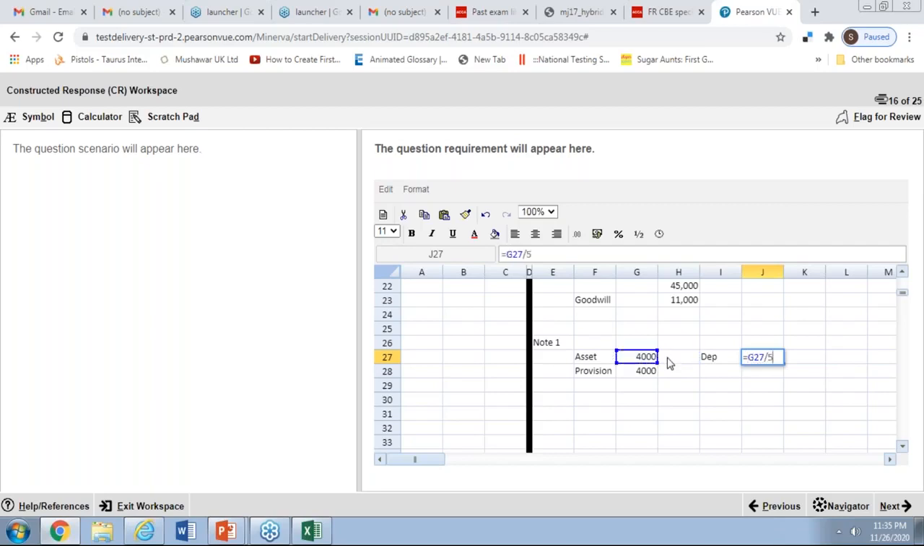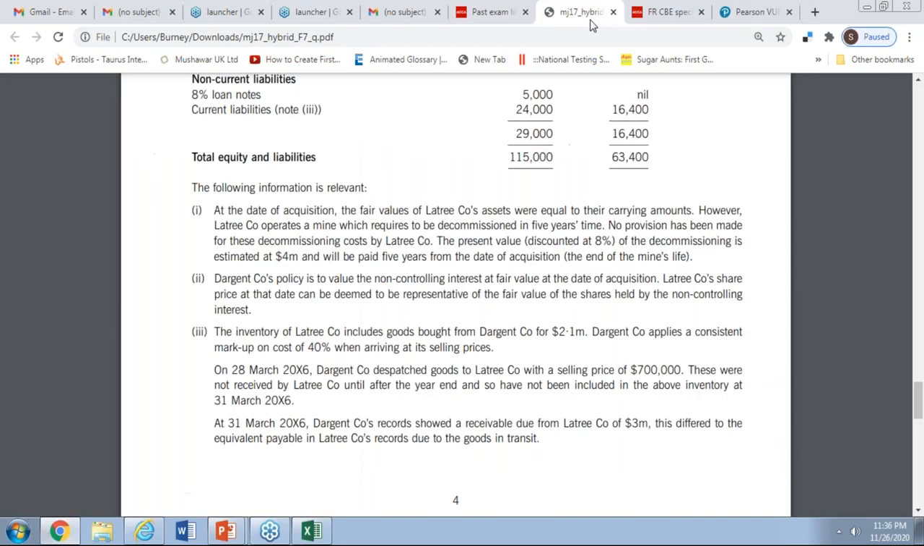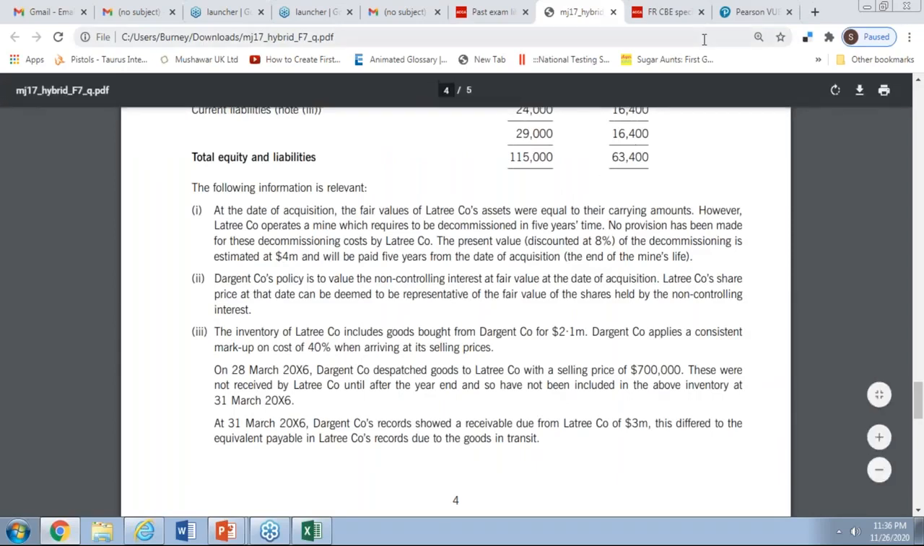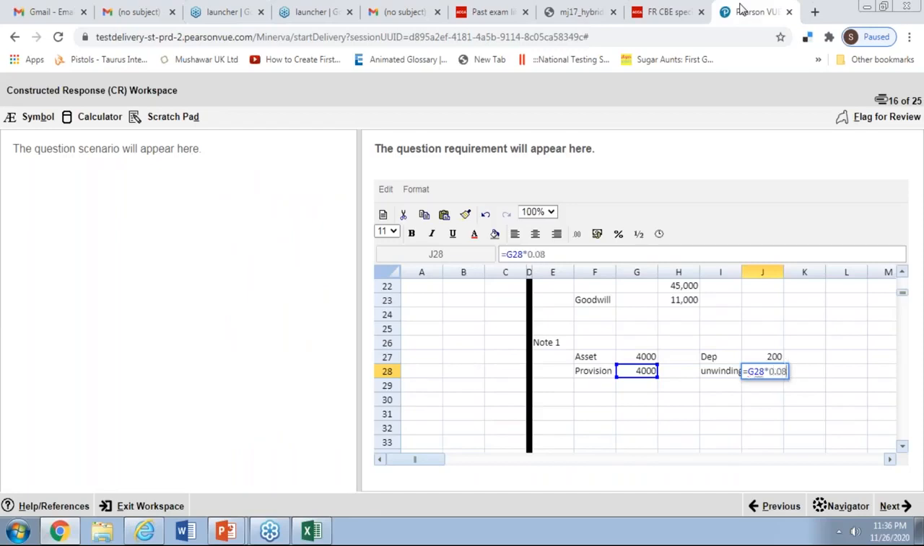4,000 divided by life of this is 5 years, multiply by 3 divided by 12. So 3 months depreciation will be 200. And for this present value of the liability, we always have to make an unwinding of discount. Unwinding of discount will be calculated as 4,000 into the discount rate, 8%, 0.08 multiplied by 3 divided by 12. Proportionate depreciation and proportionate unwinding of discount is what we have made the entries. I hope it's clear now for the students. Is it clear?